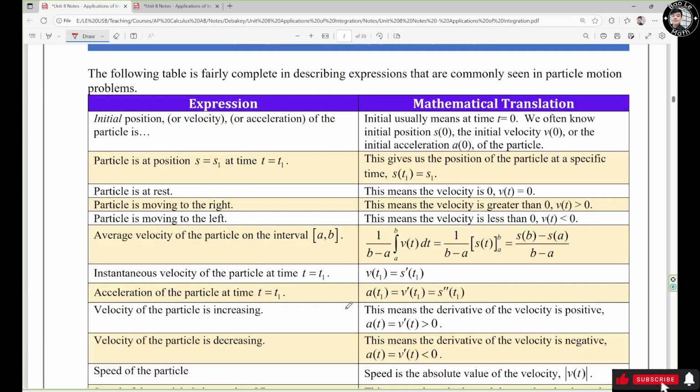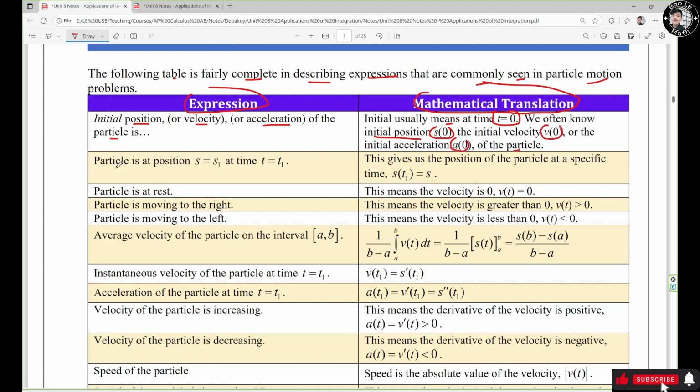Alright, the following table is fairly complete in describing expressions that are commonly seen in particle motion problems. Expression on the left hand side and mathematical translation on the right hand side. If you see initial position, velocity, or acceleration of the particle, then initial usually means at time t equals 0. We often know initial position, which means s of 0, initial velocity v of 0, or the initial acceleration a of 0 of the particle.